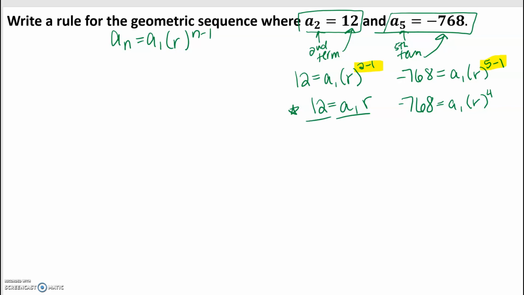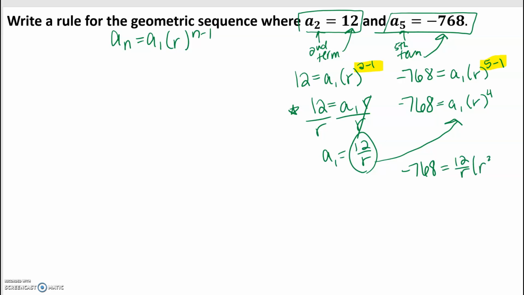So in this case, if I want to solve for my first term, I'm going to get rid of the r. Okay, so that tells me my first term is 12 divided by r. And what I can do now is take that and actually plug it in to the other formula. So I have negative 768 equals 12 over r times r to the fourth power. There we go. Okay, so now I'm going to simplify this in order to figure out what r is.